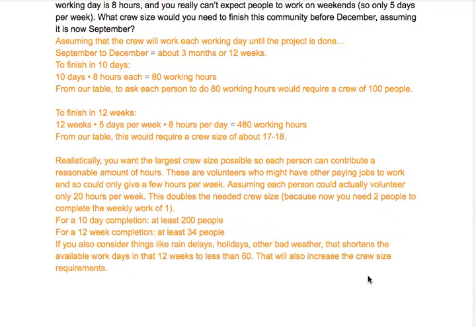So now if you need a 10-day completion, you would have to have at least 200 people. And for a 12-week completion, you need at least 34. Then you start figuring in, well, what if people only volunteer on weekends? That's only 16 hours, 8 hours a day, 2 days. What about rain delays? If it rains for a few days, you might not be able to work on the building of the house, or a holiday, or severe weather. A lot of things that might shorten your available work days in that 12 weeks. So, of course, every time you shorten the amount of time, you're going to have to increase the crew size to match.